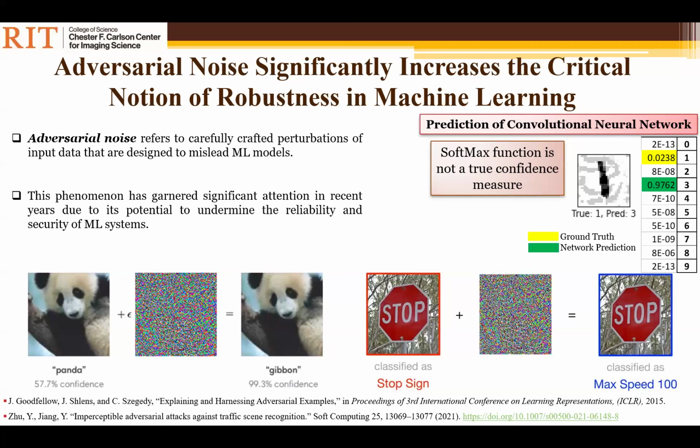So the network made a mistake, and it's also not giving us any intuition that it's actually making a mistake because of the perturbation that's added to the image. So that's mainly the motivation driving the importance of why we need to care about robustness when we are using neural networks for solving any problems in our research.